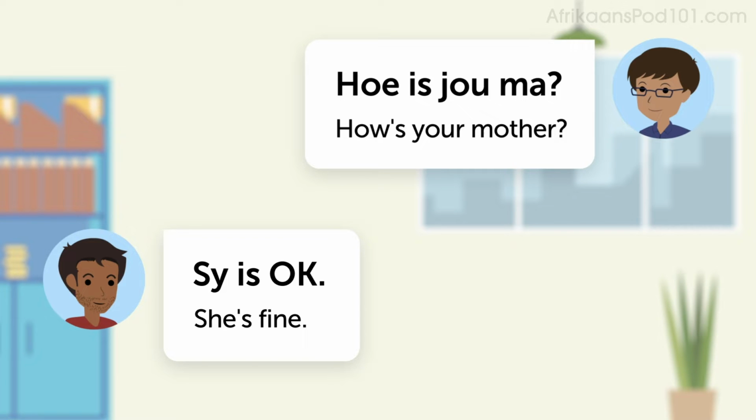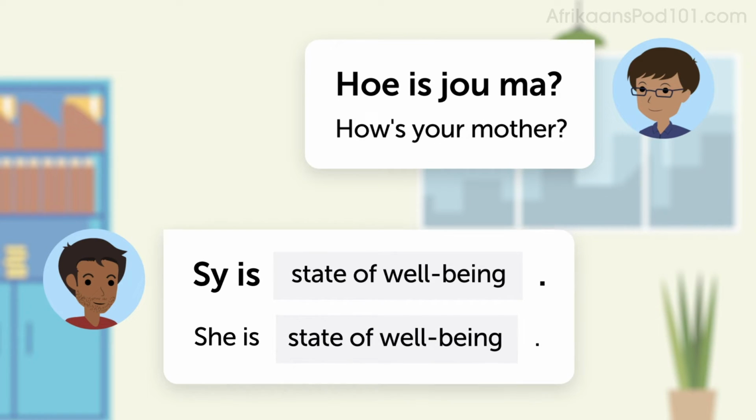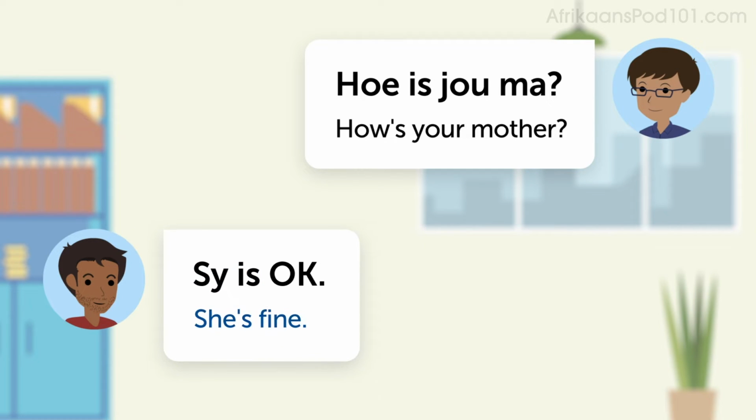First of all, you'll need to learn how to say, how's your mother? That's: Hoe is jou ma? Listen to it again. Hoe is jou ma? Now, how do you answer this question? The pattern is Sy is, state of well-being. She is, state of well-being in English. For example, she's fine. Sy is okay.